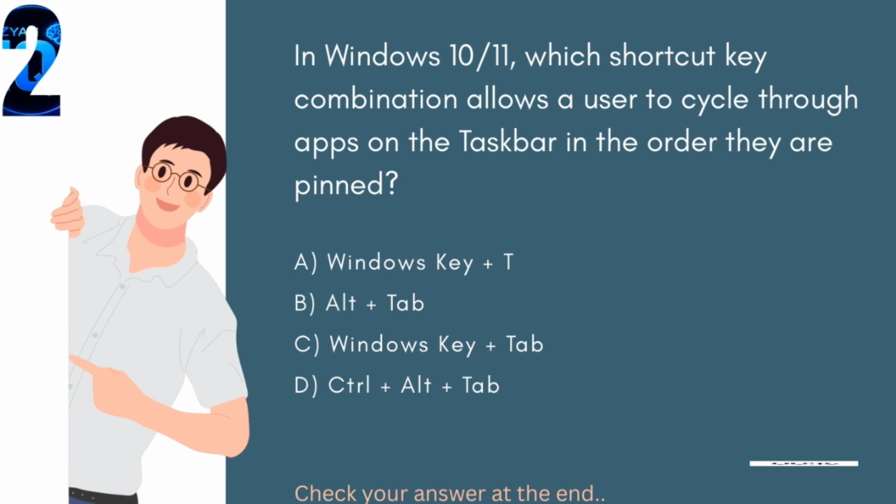This combination is typically used for accessing certain menus or features, but it doesn't cycle through your apps on the taskbar. So, when we're focusing on cycling through pinned apps on the taskbar in order, the right answer is the Windows key plus T. It's a simple, efficient way to navigate your pinned apps without interrupting your workflow, which ties into our overall theme of mastering Windows shortcuts to boost productivity.